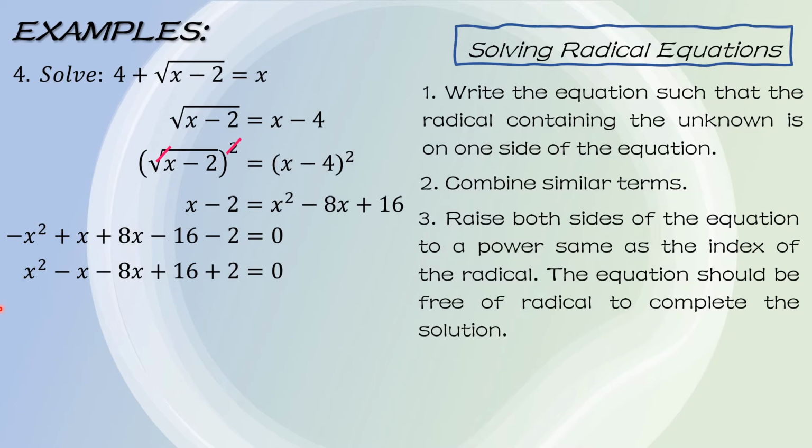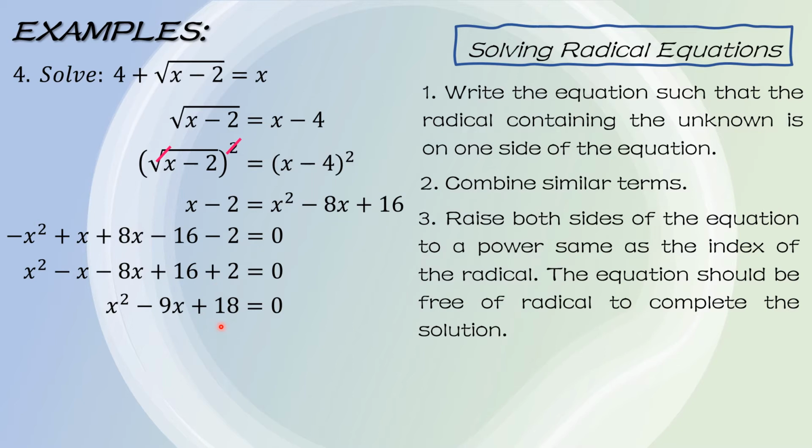And then, let us combine like terms. Kung mapapansin nyo, meron ditong like terms, yung negative x at negative 8x since tulad sila ng exponent which is 1. So, ito ay magiging x squared minus 9x plus 18 equals 0. So, negative x and negative 8x ay naging negative 9x. Yung positive 16 at positive 2 ay naging positive 18.